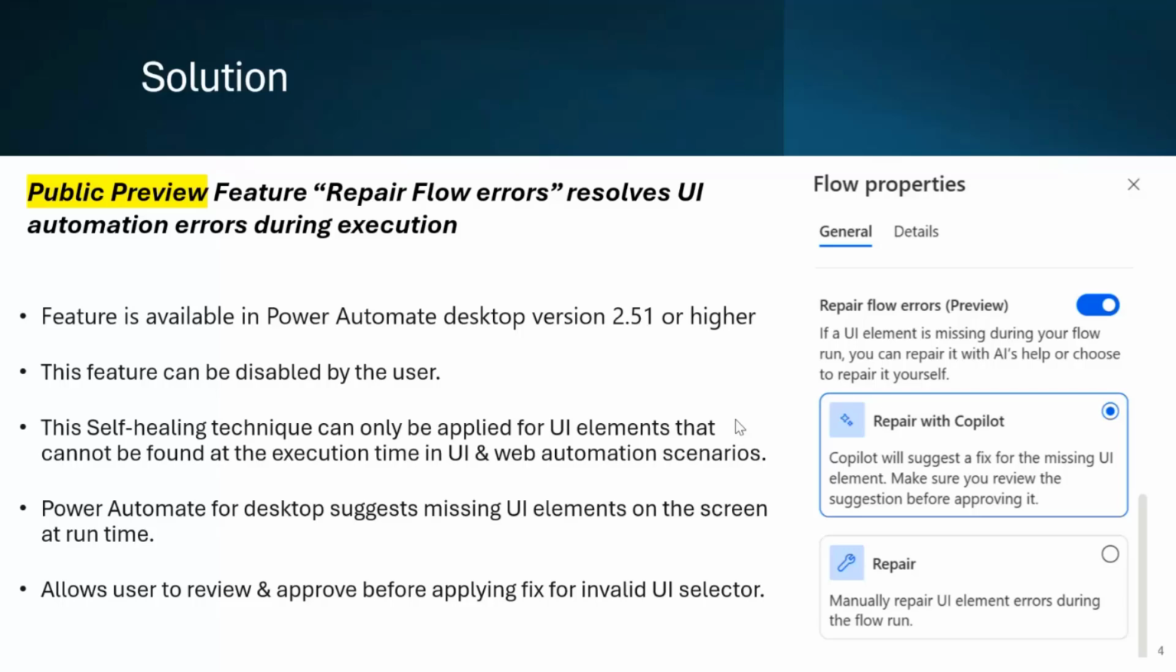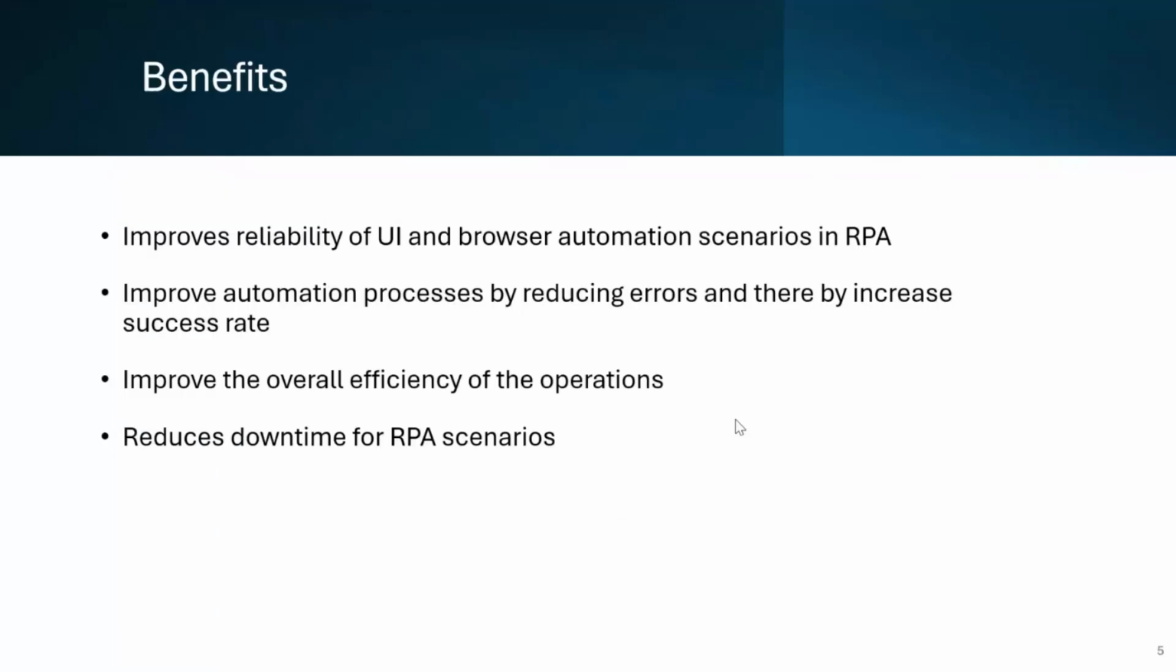On the right side, we can see how we can enable this feature from the properties of a desktop flow. We will cover all those details later in the demo. The key benefits of repair flow errors are that it improves the reliability of automation by reducing errors. Fixing errors definitely increases the success rate and improves the efficiency of operations. It further reduces the downtime for robotic process automation scenarios.